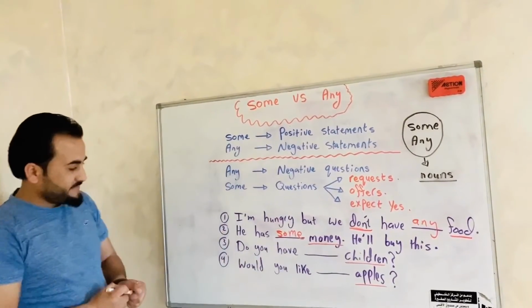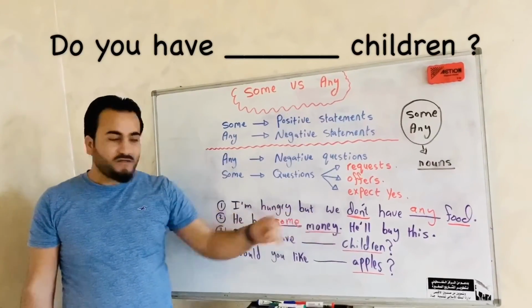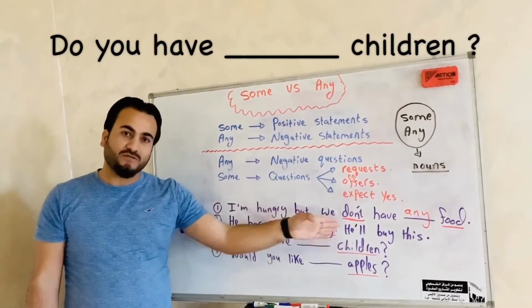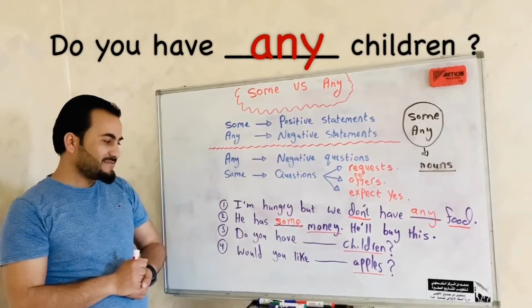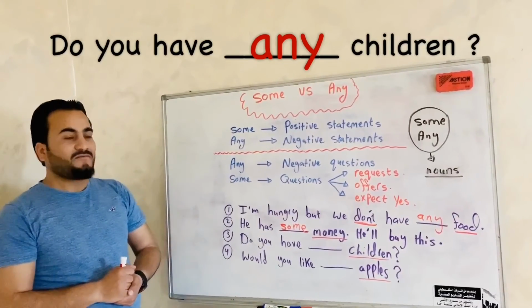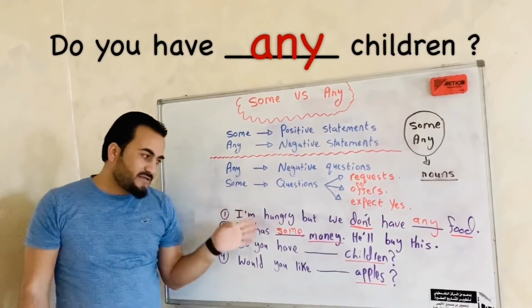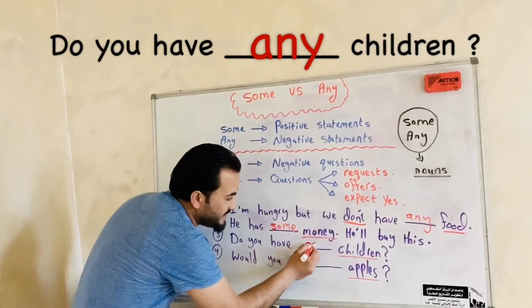Number 3. Do you have, what do you think? Some children or any children? Do you have any children? Why? Because it's a negative question, and also because you don't know if I have any children or not. Very nice. So this is a negative question. So the answer is any.